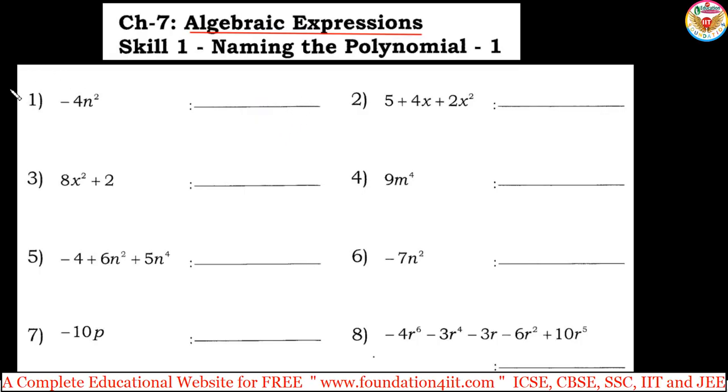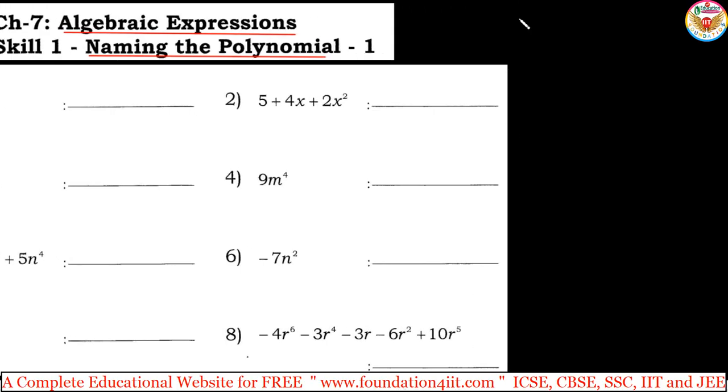Let us see one by one. First skill you require in this algebraic expression is naming the polynomial. So what a polynomial is, you must learn, you must know it. We have names based on the number of terms. You already learned terms in grade 7 in previous classes. It's nothing but variable and constant.